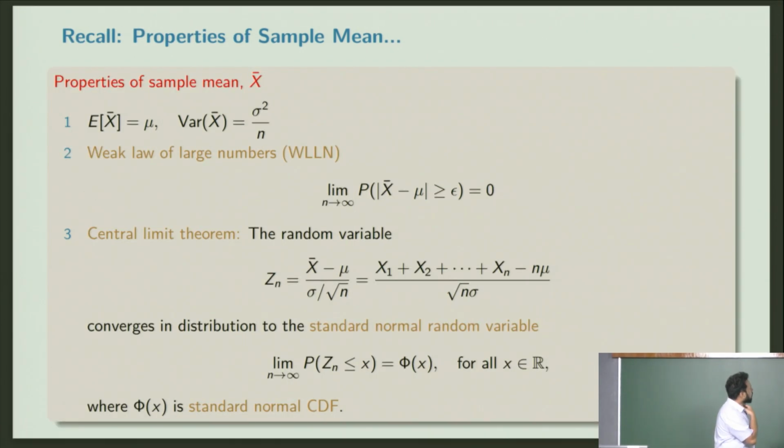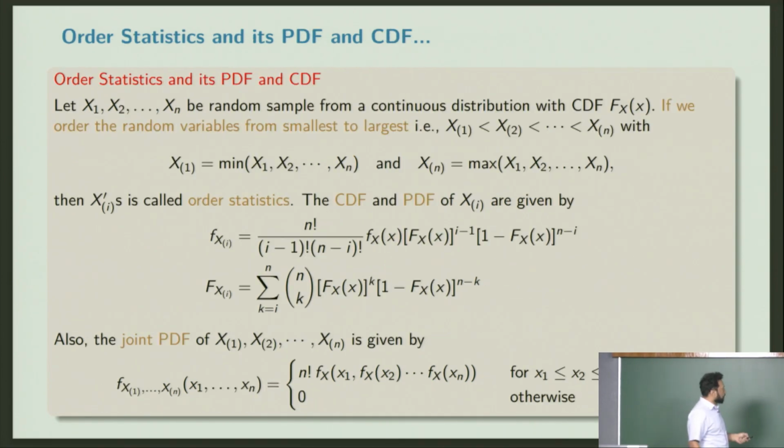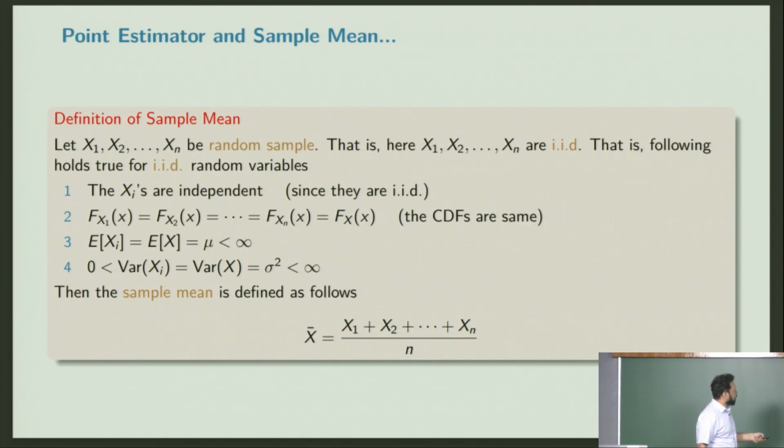So what are the properties of the sample mean? We can write them down. The sample mean is the usual average. Then the expectation of the sample mean is actually the true mean, and we can show this very easily. We want to compute the expectation of x bar. So the expectation of x bar is the expectation of this, and expectation is linear.